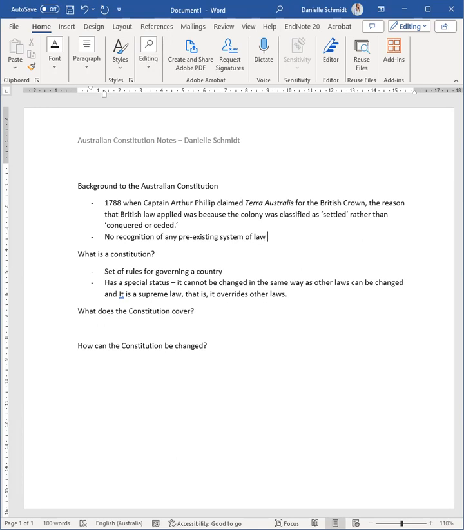If, on the other hand, a colony were classified as conquered or ceded, the Indigenous people's pre-existing legal system was implicitly recognised as operating at the time of conquest. A major criteria for the classification of colonies was whether crops were cultivated. So that's what they were mainly basing it on. So Australia was classified as uninhabited, available to be settled, and as a consequence, the British law applied.